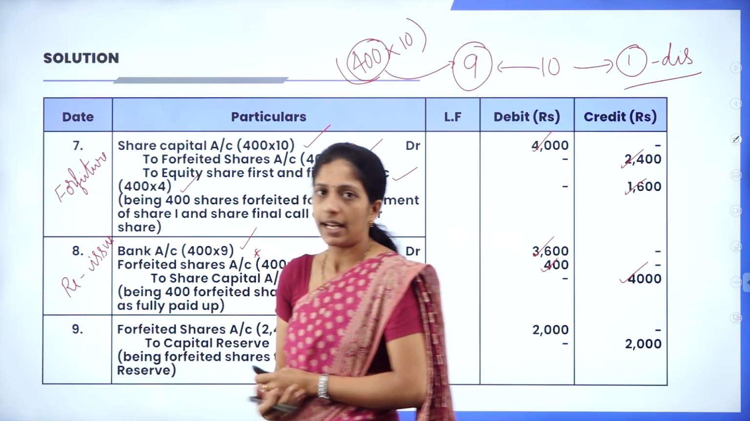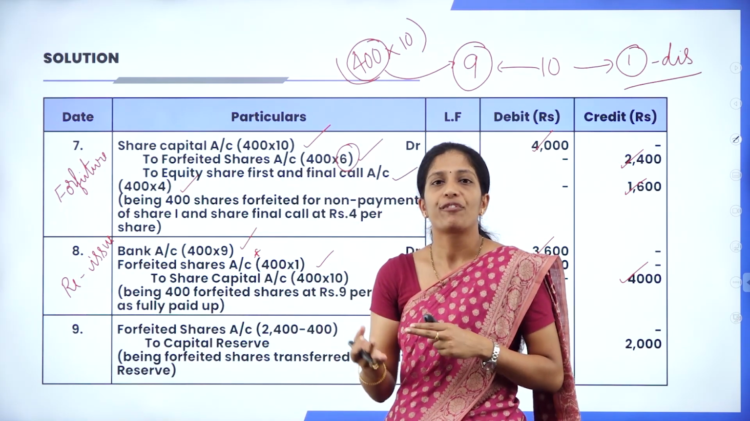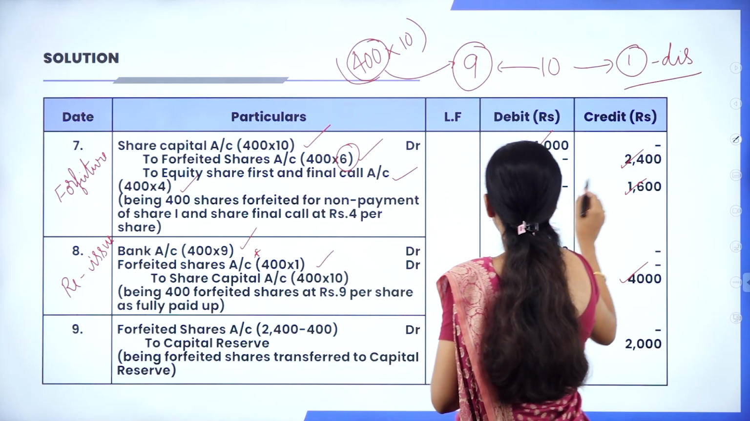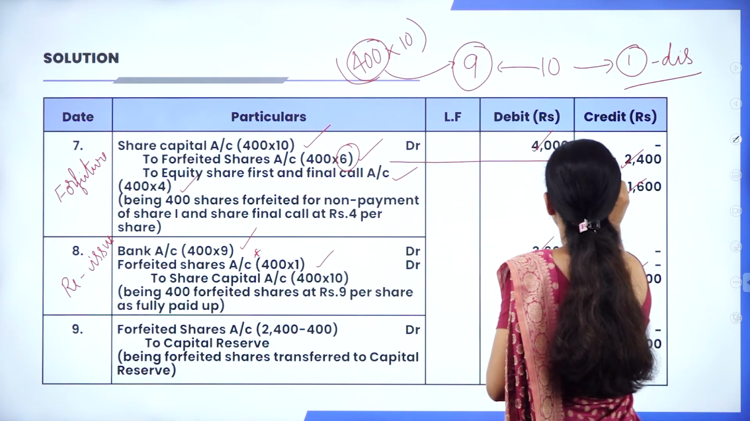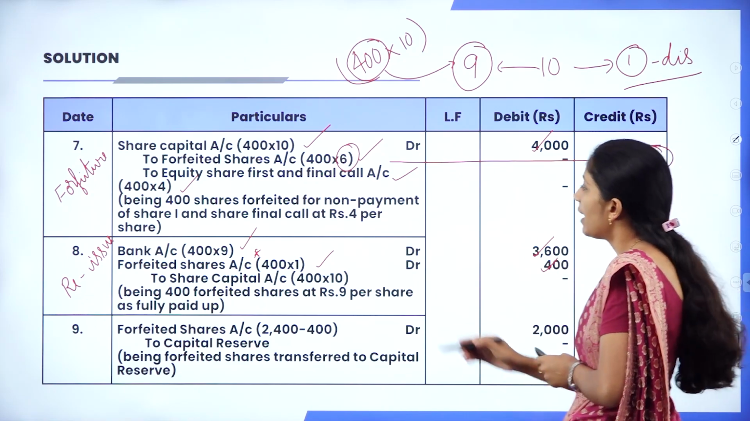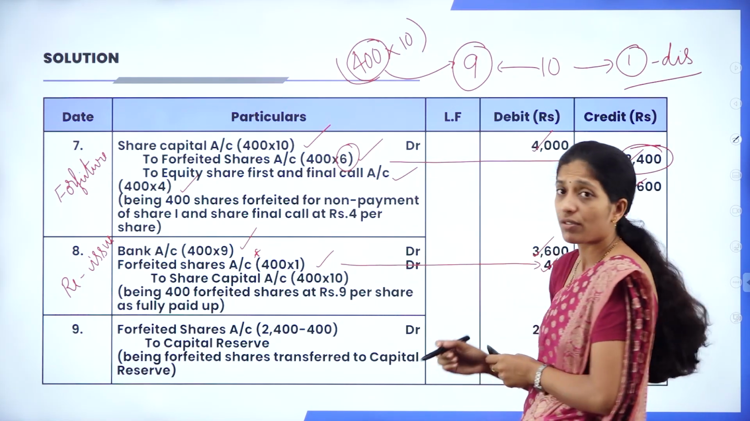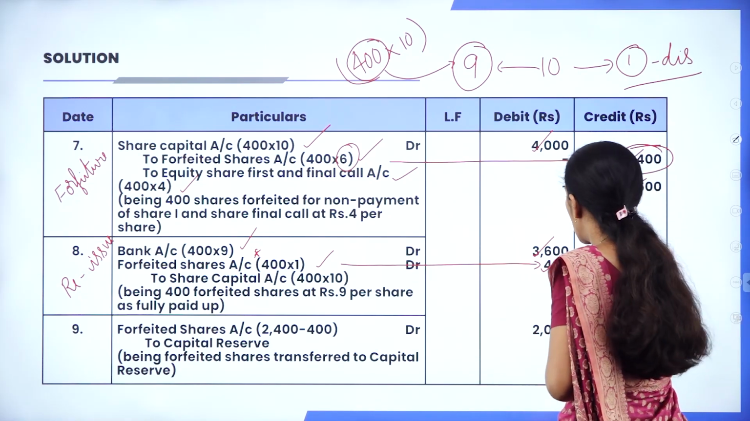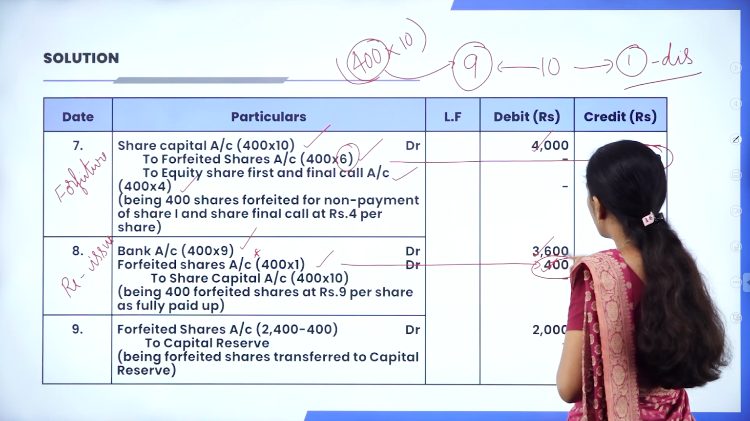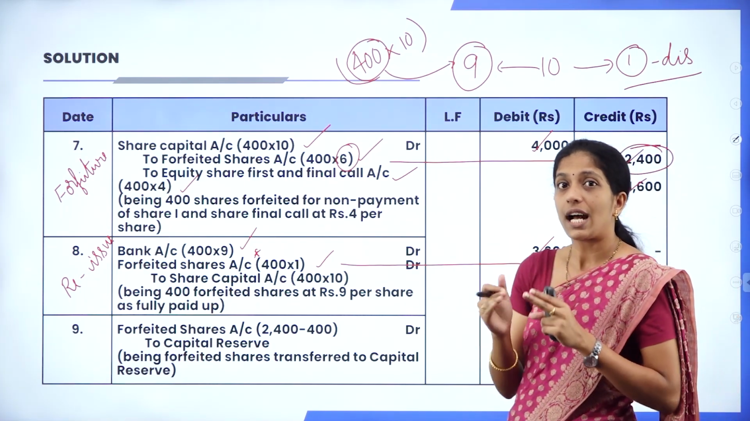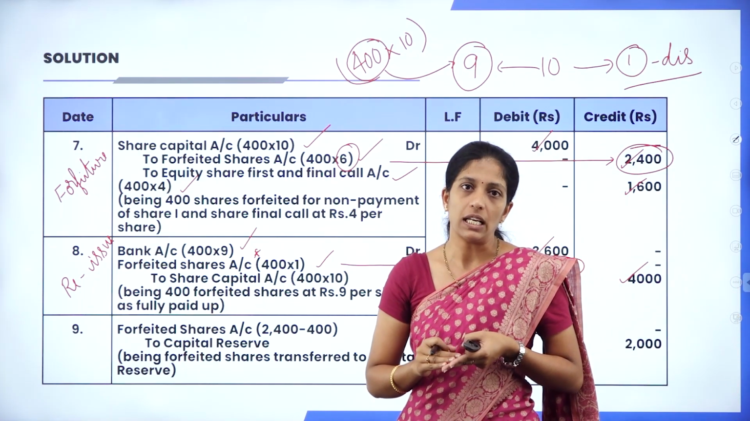And then the last entry is for what? Transferring of forfeited shares to capital reserve. Now see here, what is the amount in the capital reserve? That is 2,400. And here also, when they are reissued at a discount, what is the amount transferred to forfeited shares account? That is 400. So the difference, 2,400 minus 400, will be transferred to capital reserve.